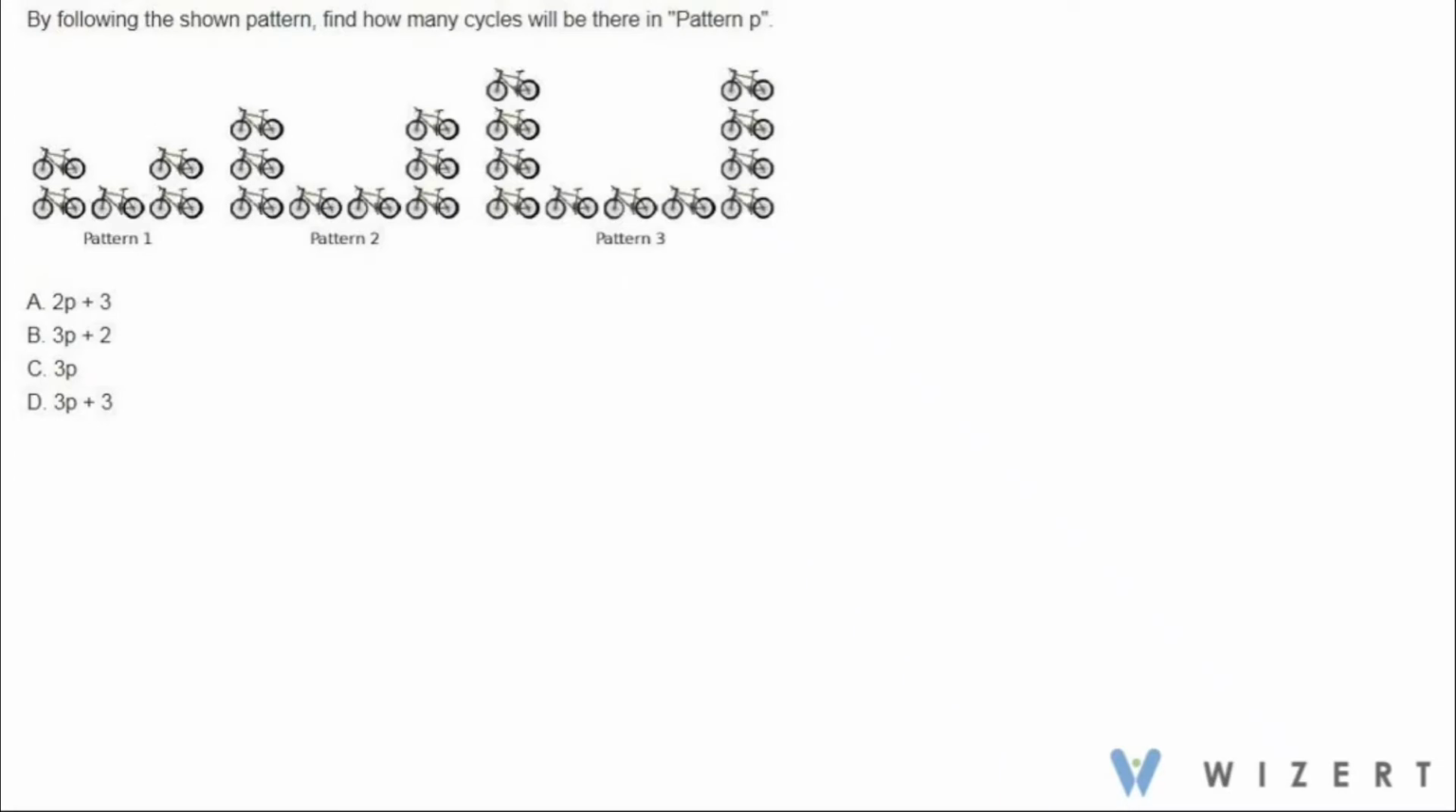We have this question here. By following the shown pattern, how many cycles will be there in pattern P? So we have in pattern 1, 5 cycles. In pattern 2 we have 8 cycles, and in pattern 3 we have 11 cycles. So the pattern of number of cycles is 5, 8, 11 and so on.